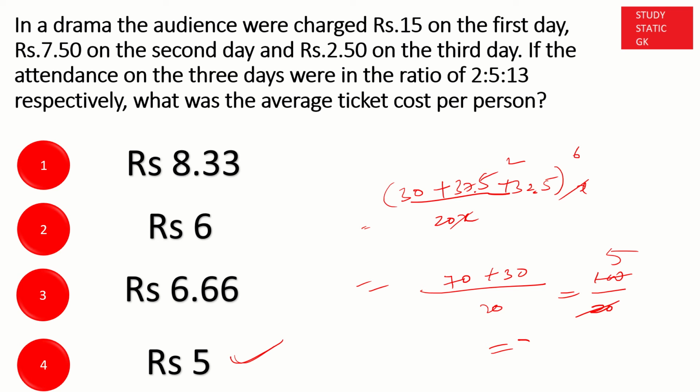The total cost is 2x into 15 rupees plus 5x into 7.5 rupees plus 13x into 2.5 rupees. This is the total cost. By the number of persons, which is nothing but 2x plus 5x plus 13x, that is 20x. Again the calculation, and we are arriving at 5. The next question.